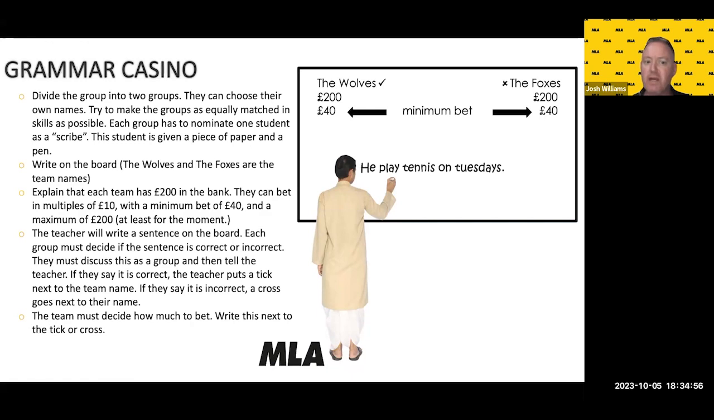Each team must decide how much to bet. So you can write this next to the tick or cross. You'll see on the next one, the foxes have bet 100. They're really confident. The wolves are not sure, so they've gone for the minimum. Remember, let me know if you think this is correct or incorrect. Are you part of the wolves or are you part of the foxes?